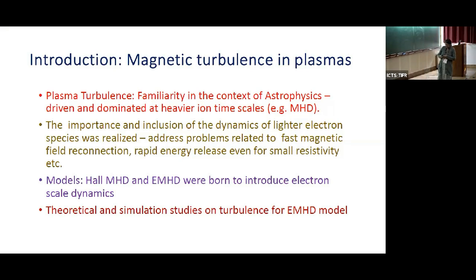As I mentioned earlier, plasma turbulence is familiar in the context of MHD, in astrophysics, where the driving mechanisms are slow and happen at ion time scales. And there the electron scales are introduced in the form of Hall MHD or electron MHD to explain phenomena like fast reconnection, which happens at a very fast scale.